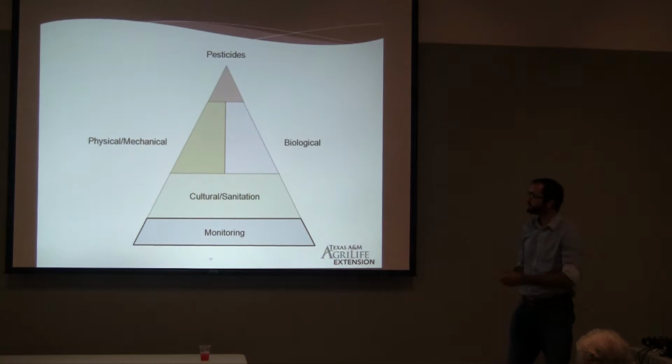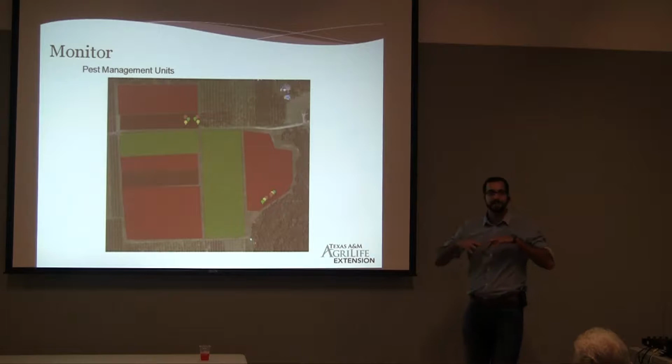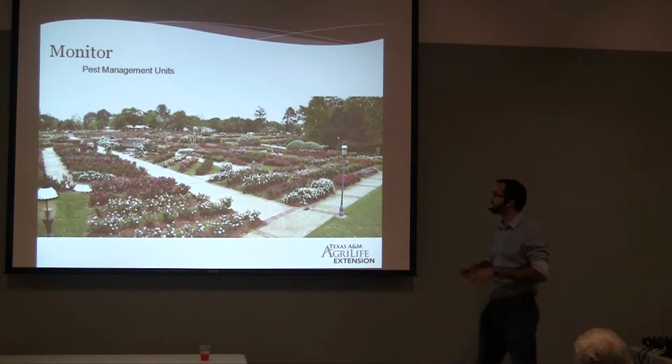All right, so we're going to start off with monitoring. So first what we want to do is, it always helps to kind of delimit your area into what are called pest management units. So let's look at a rose garden here, for example. We have a bunch of different types of roses. This is the Tyler Rose Garden.